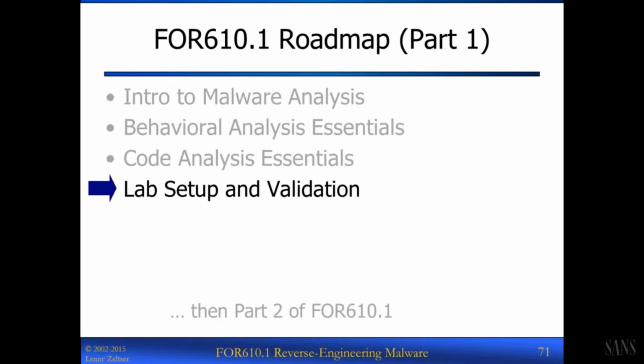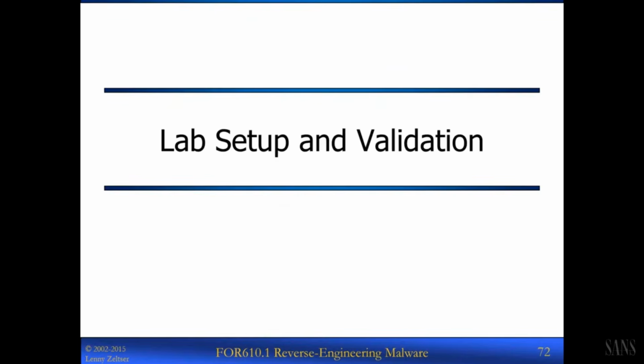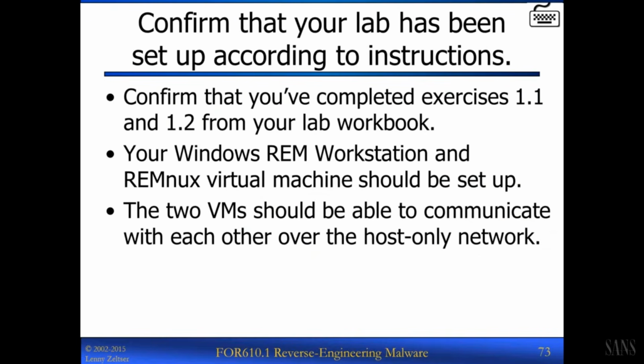The rest of these slides in part 1, which is what we're focused on during this section, have to do with lab setup and validation. All right, so just to confirm the next steps that I would suggest you take, work through exercises 1.1 and 1.2 in the workbook. Those are going to allow you to set up your REMnux and Windows VM environments. There's lots of configuration settings that you need to keep track of, and so the workbook provides quite a bit of detail. It'll help you move through those in a systematic way. The goal is for those two VMs to be able to communicate with each other, so hopefully you should be able to ping one VM from the other.